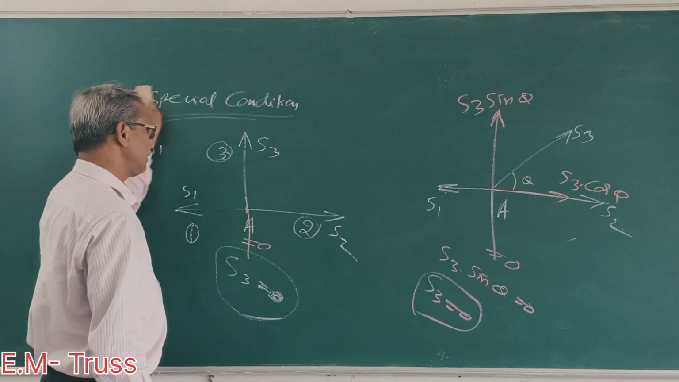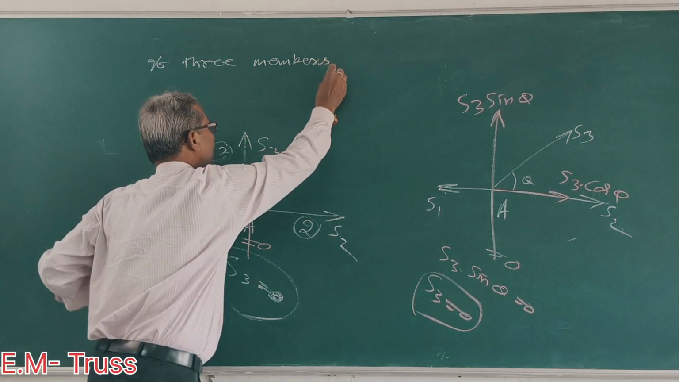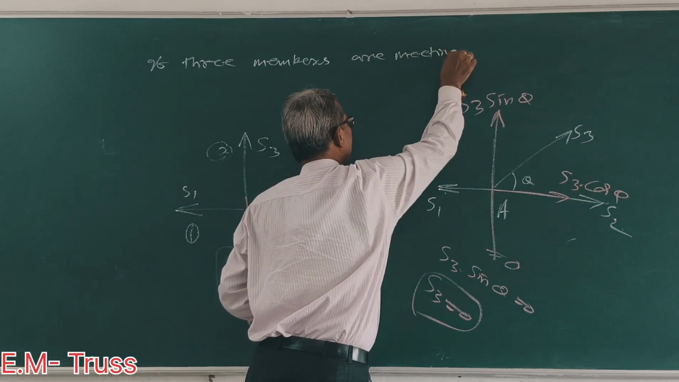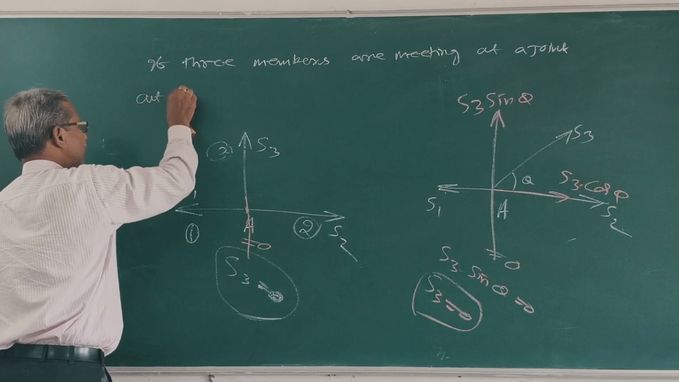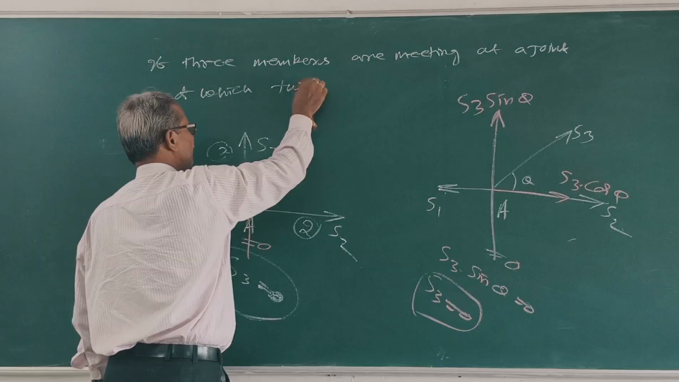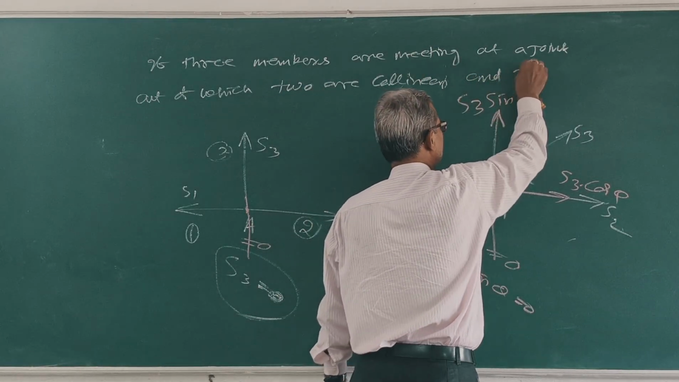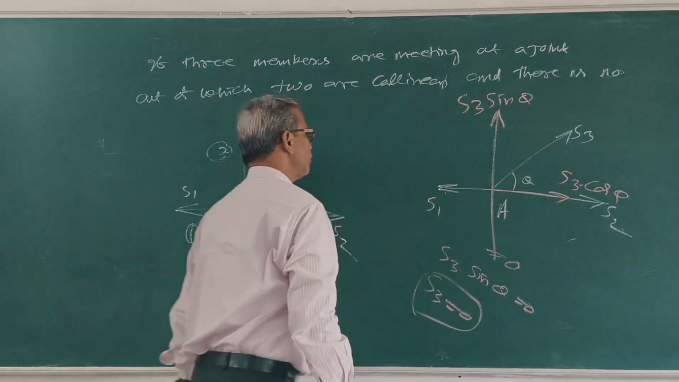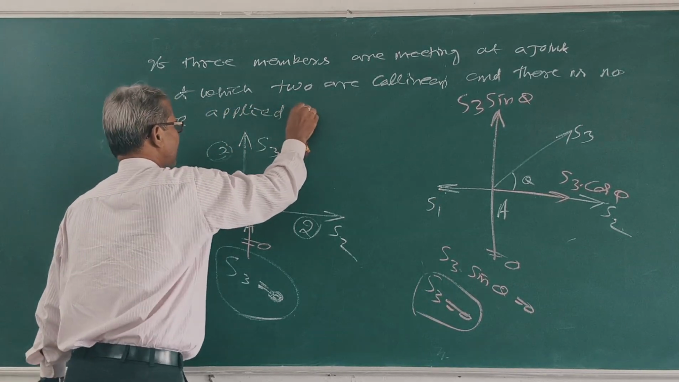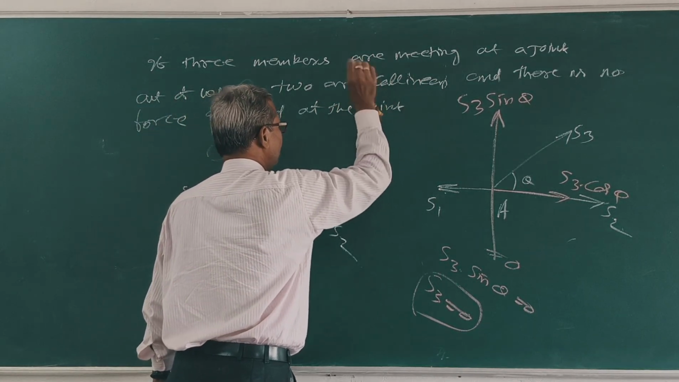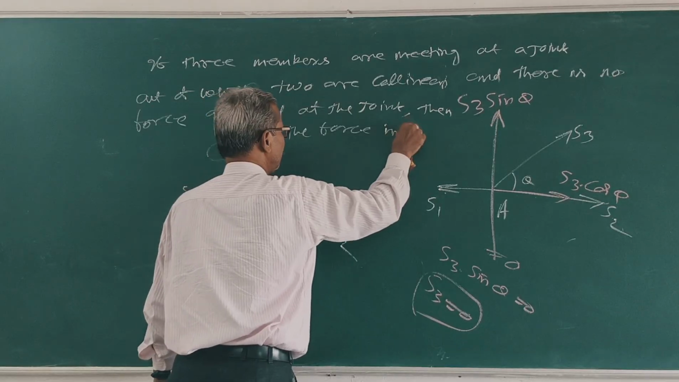The statement is, if three members are meeting at a joint, out of which two are collinear, and there is no force applied at the joint, then the force in the third member is zero.